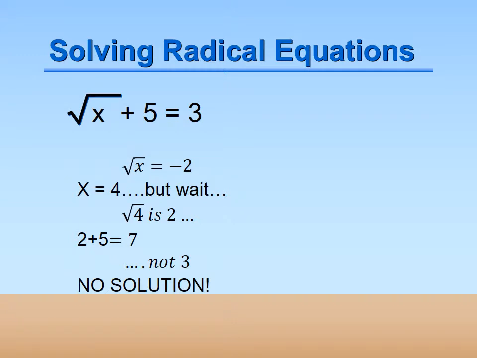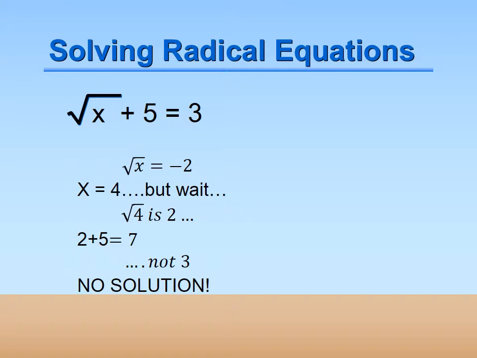All right, let's try this one. The square root of x plus 5 equals 3. So step 1, get rid of this plus 5 by subtracting 5. So that leaves us the square root of x equals negative 2, because 3 minus 5 is negative 2. So we square both sides, right? So that means x is equal to 4, because negative 2 squared is 4.